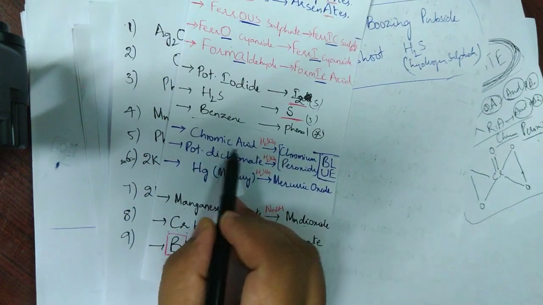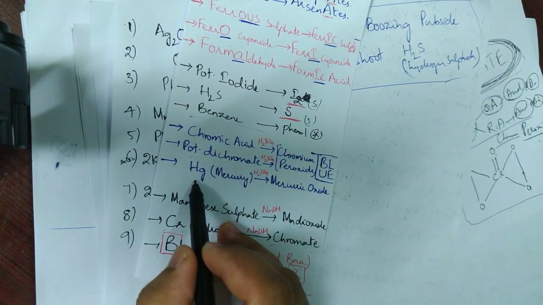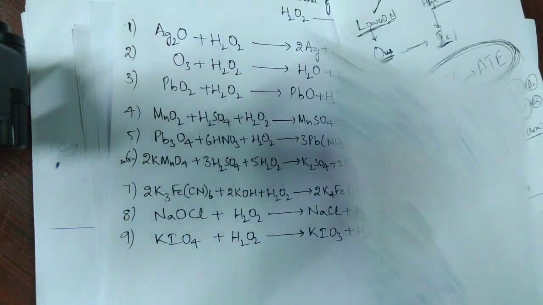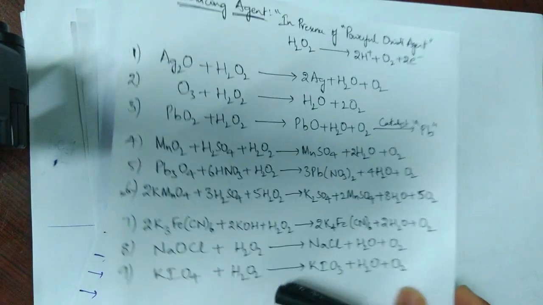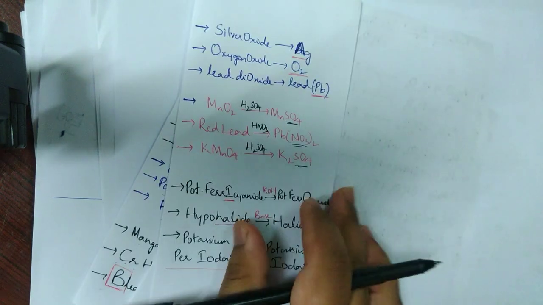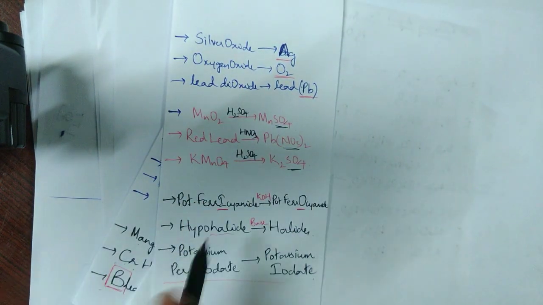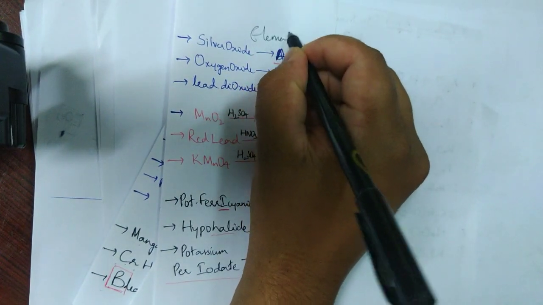So chromic acid, potassium dichromate will form chromium peroxide, mercury to mercuric oxide. Same goes with this one, the reducing agent. These are the things I have trifurcated into 3 areas, all the reactions into 3 areas. That is elemental form. These are called elemental forms.